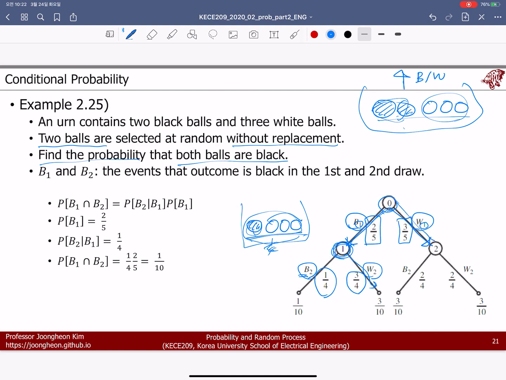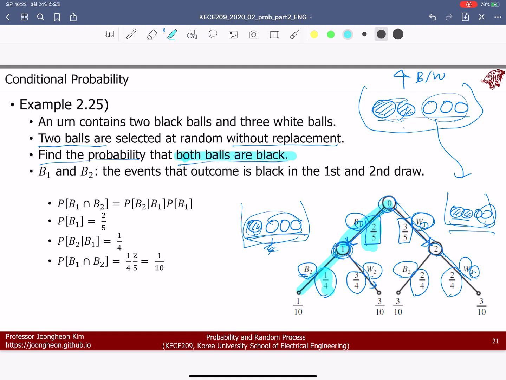Here, white was taken first, so we have 2 black balls and 2 white balls. When you take the black ball in the second trial, it is 2 over 4. If we take the white ball in the second trial, it is also 2 over 4. Now both balls must be black, so black and black. We take this probability and this probability, so our result will be 2 over 5 multiplied by 1 over 4. This result will be 1 over 10.